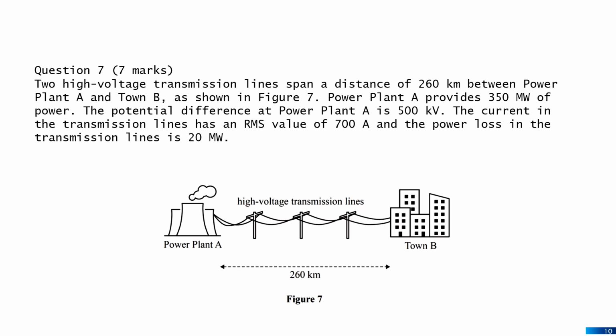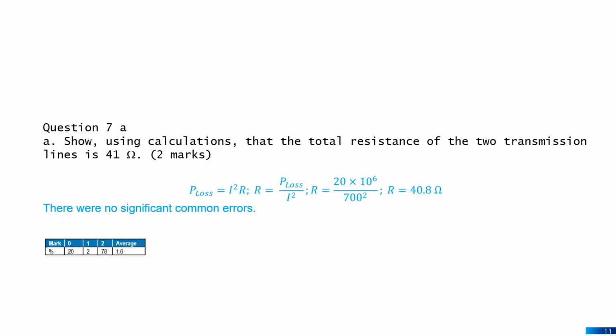High-voltage transmission lines are used to transport electrical energy. The voltage at the power plant is 500 kV, and the current in the transmission lines is 700 A. The power plant provides 350 megawatts, and 20 megawatts is lost. Using Ohm's law and the power equation, students calculate the resistance of the two transmission lines.